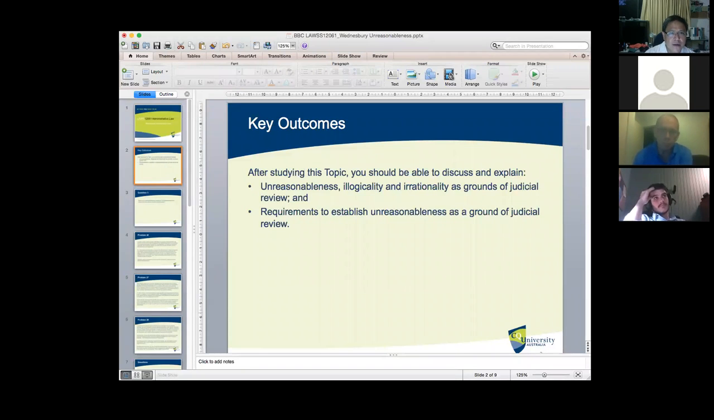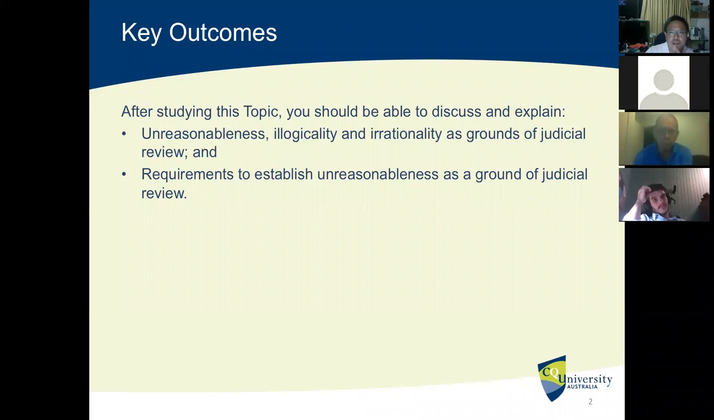So after studying this topic, you should be able to discuss and explain unreasonableness, illogicality, and irrationality as grounds of judicial review, and the requirements to establish unreasonableness as a ground of judicial review.